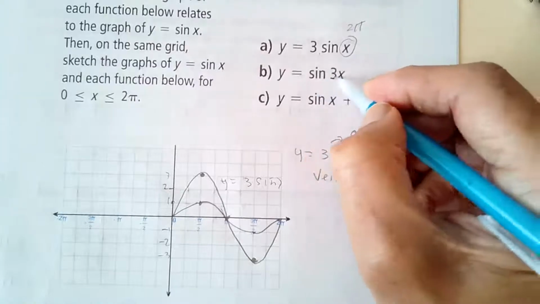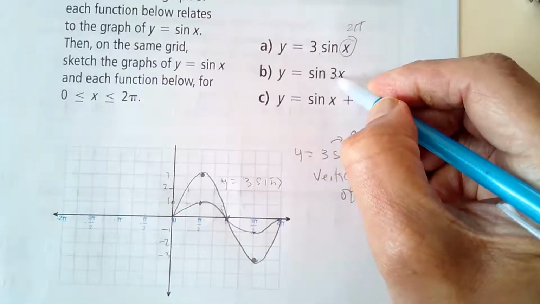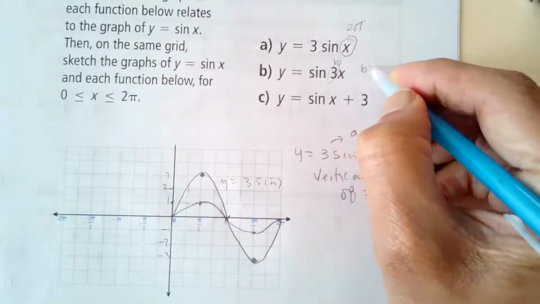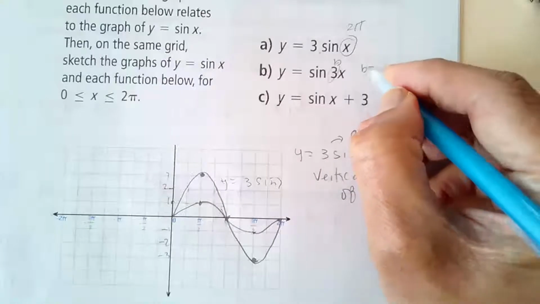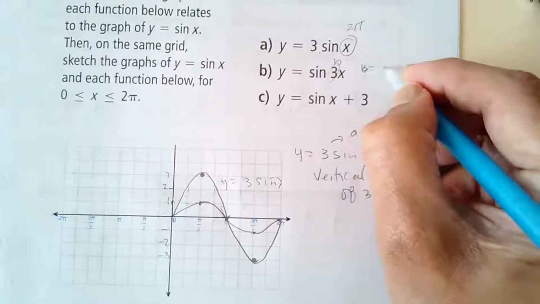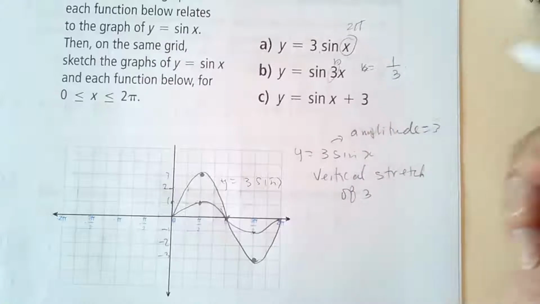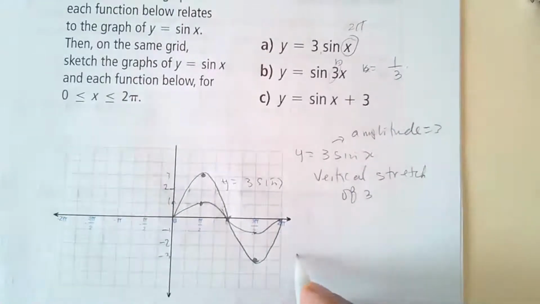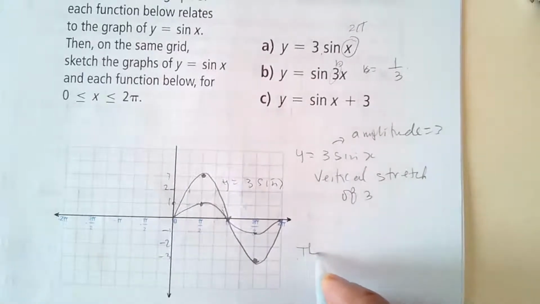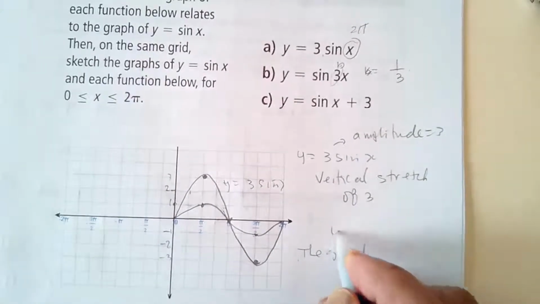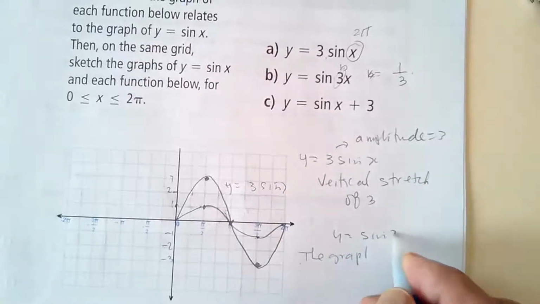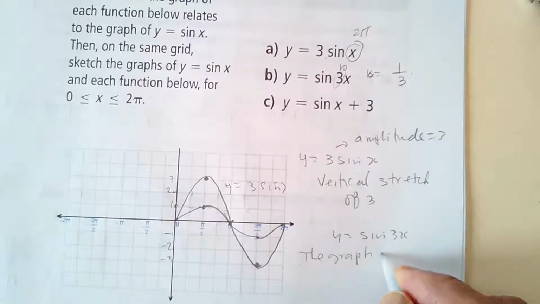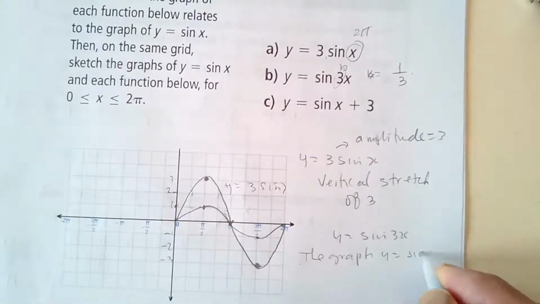The next one, we're looking at your horizontal stretch. This is your b. So b is equal to 3. So the horizontal stretch would be 1/3. So we have a factor of 1/3. So the graph, y is equal to sine 3x.